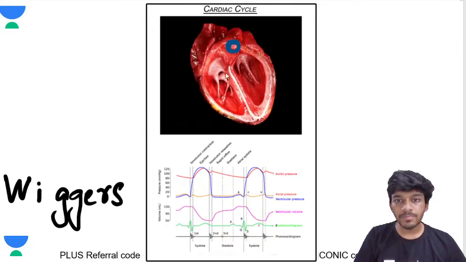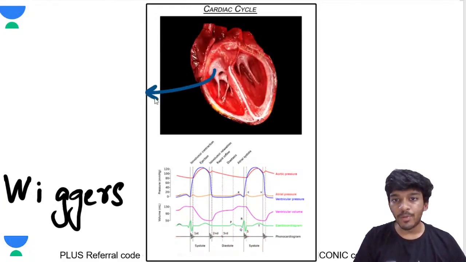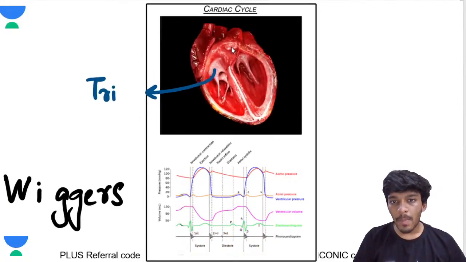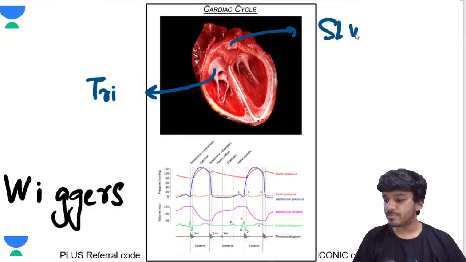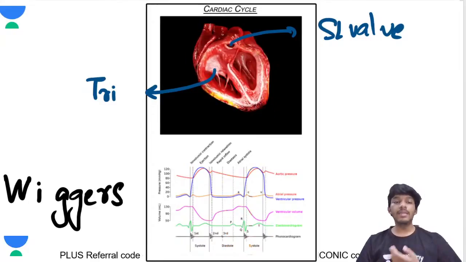See, this is the tricuspid valve. Which valve are you able to see here? This is going to the pulmonary trunk. So you are able to see the semilunar valve. Okay. So just try and understand what is happening. This is just to give you a visualization of the cardiac cycle. Okay.